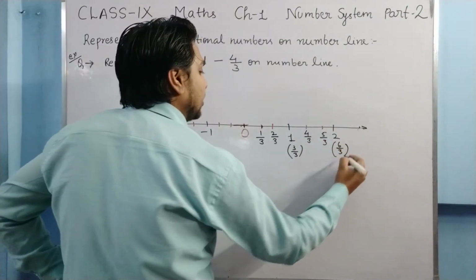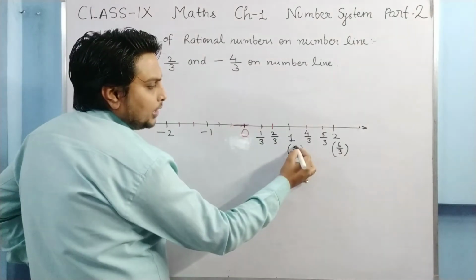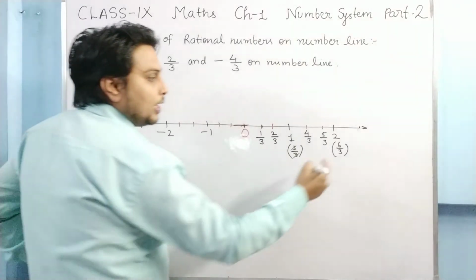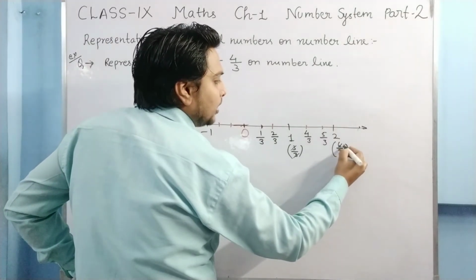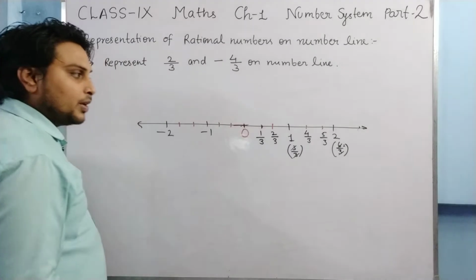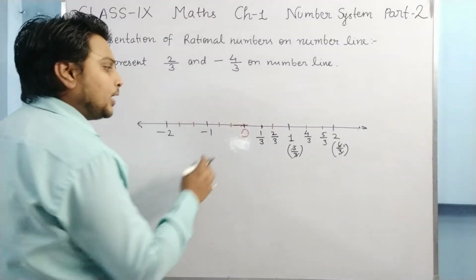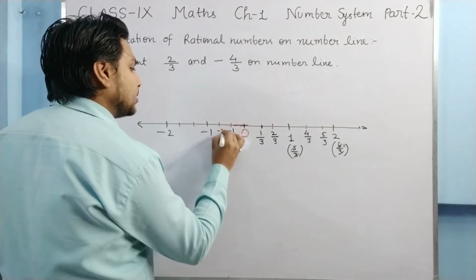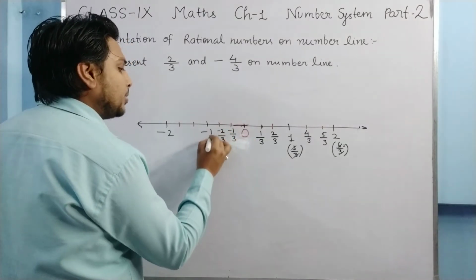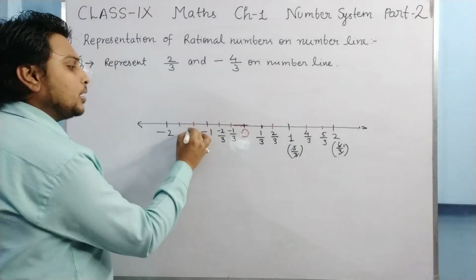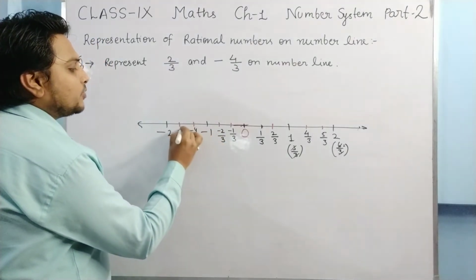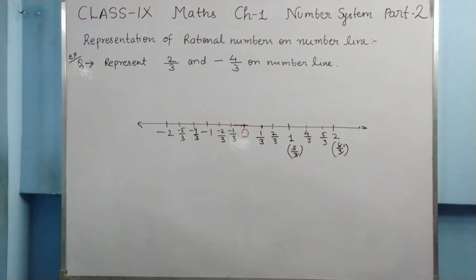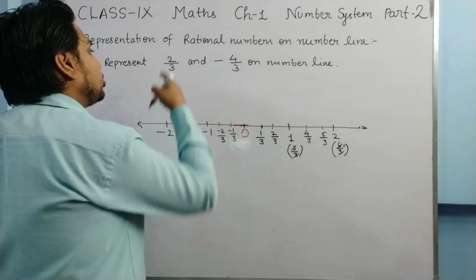6 upon 3. So you can see that this 3 and 3 will cancel out and it is giving 1. This 3 will divide this 6, so it is giving 2. You can see that if we divide it into 3 equal parts, the numbers will be like this. Minus 1 by 3, minus 2 by 3, minus 3 by 3 will be minus 1. Minus 4 by 3, minus 5 by 3, minus 6 by 3 will be minus 2. Now we have to show 2 by 3.